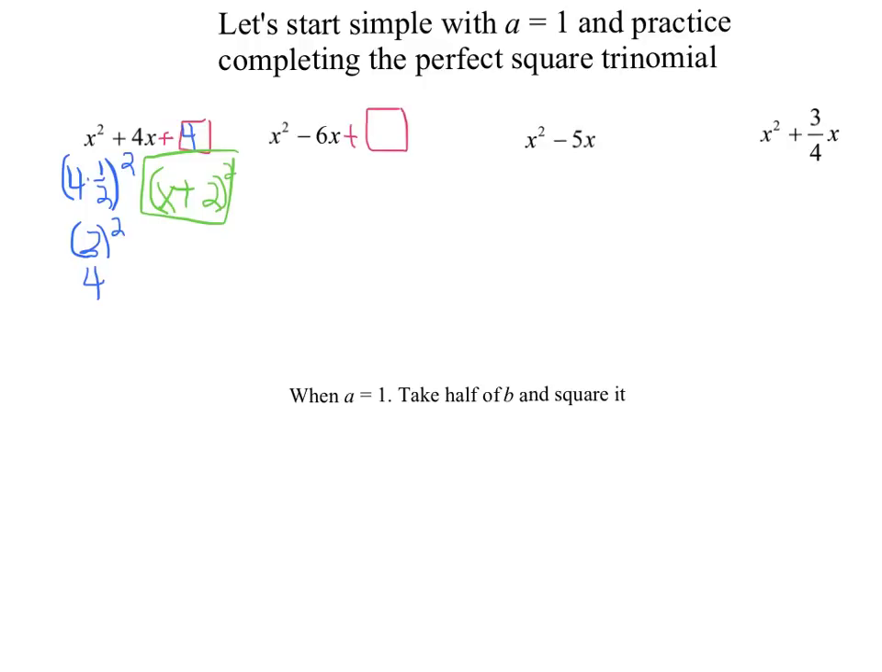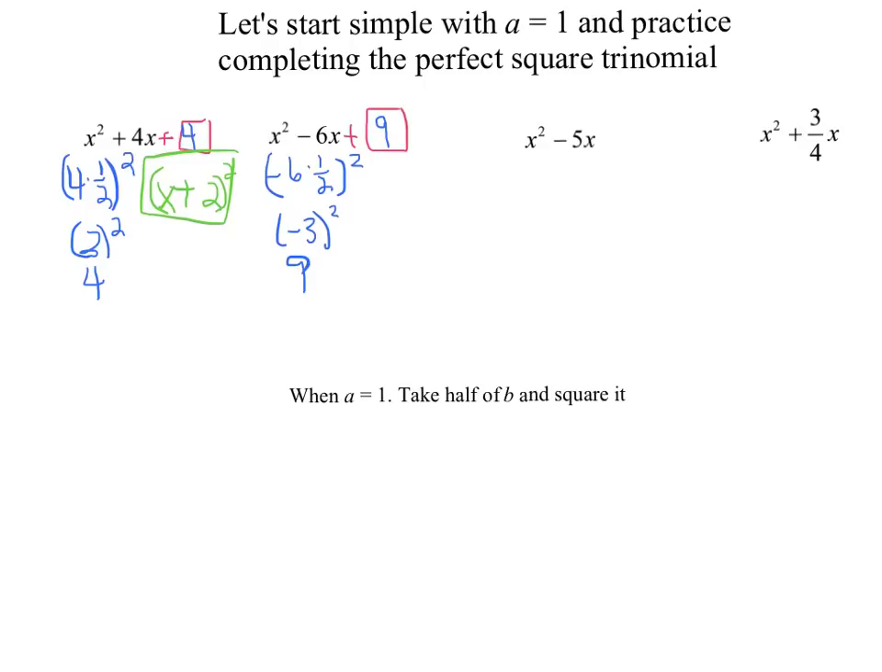Again, we are finding the constant term that creates it. The current value of b is negative 6. So I'm going to take half of negative 6 and square it. Half of negative 6 is negative 3, squared is 9. And so 9 is the value that completes the perfect square trinomial.